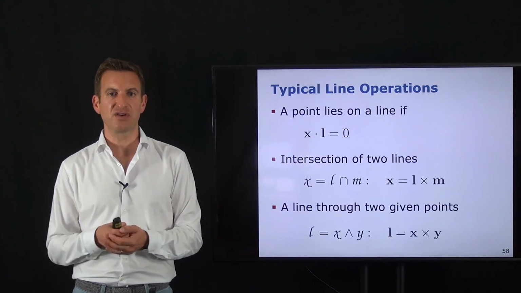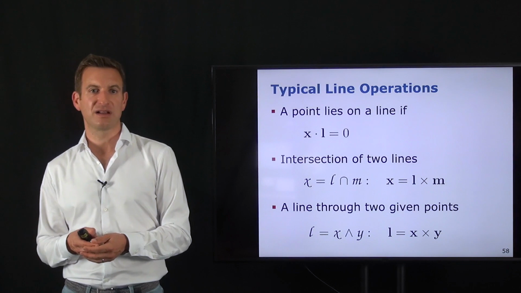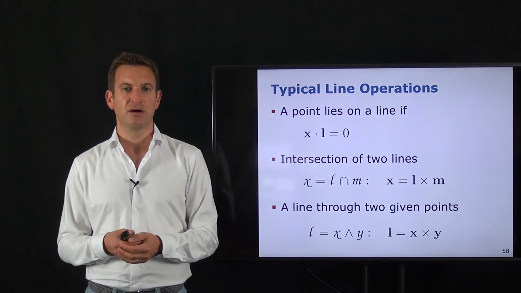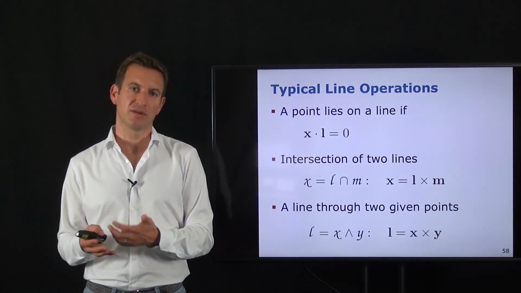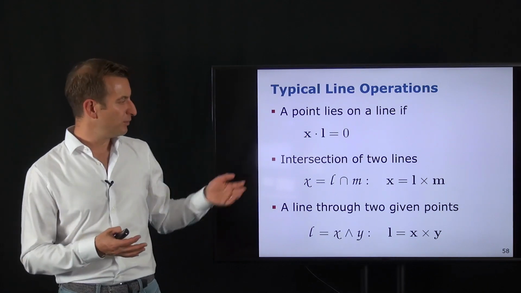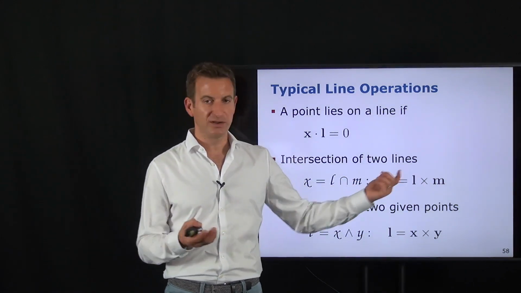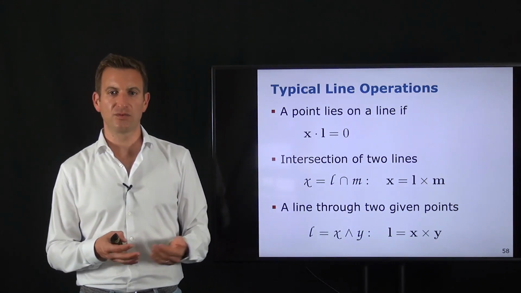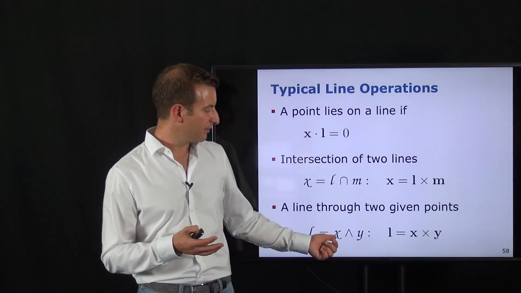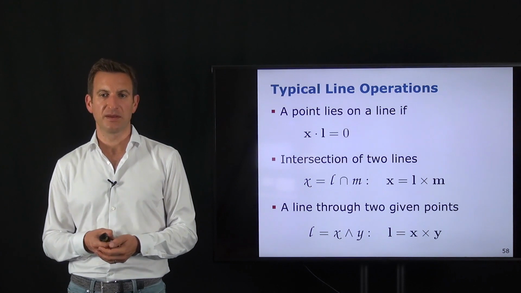So to summarize these 3 properties that we have derived now: to check if a point lies on a line, we just have to compute the dot product of the point and the line, or the line and the point, because of course it's commutative. For computing the intersection of 2 lines, the intersecting point is the cross product of the 2 lines. And computing a line that passes through the 2 points x and y is again computed by the cross product.